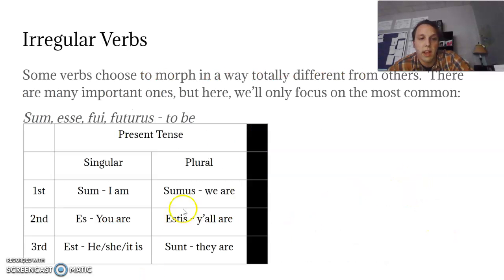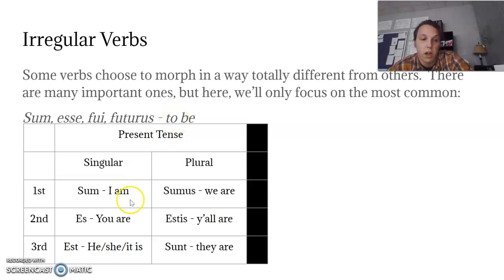Okay, there's one last thing in terms of the verbs, and that is irregular verbs. Irregular verbs do not necessarily follow the pattern of o, s, t, mus, tis, nt. And sometimes they can change the word entirely depending on which person and number they are, whether they're first, second, or third, or singular, or plural. So the most common example of this, unfortunately, is one of the most common words that we see, and that is the verb sum, esse, fui, futurus, which means to be.